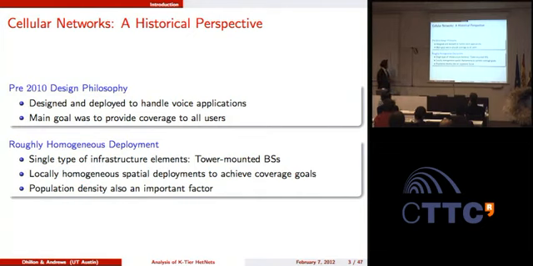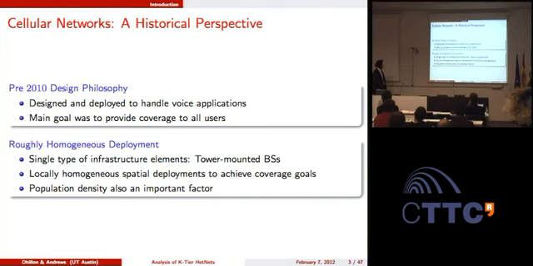And why I use this word locally homogeneous here is because if you see an urban scenario and a suburban scenario, you'll always see the density of base stations being higher in the urban scenario. So that's why it's not going to be homogeneous over the whole space, but locally that is homogeneous.